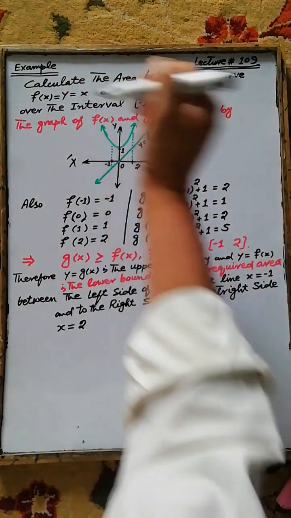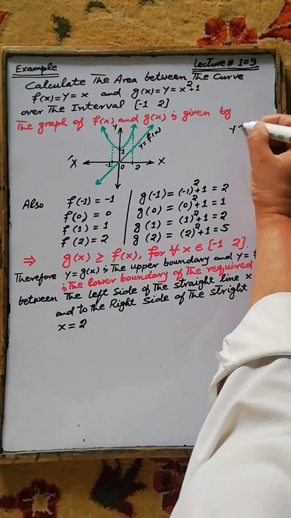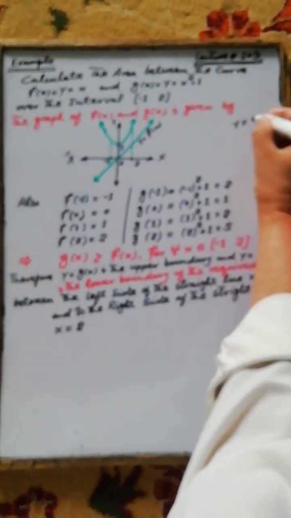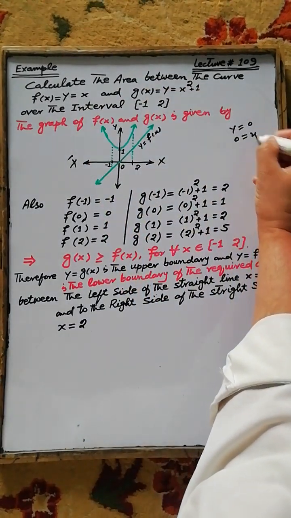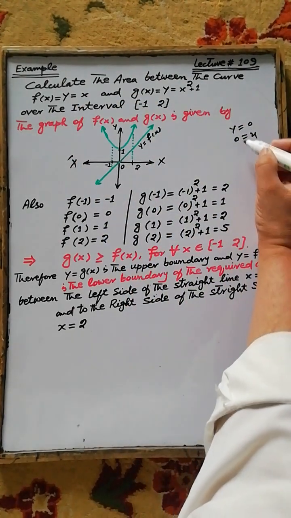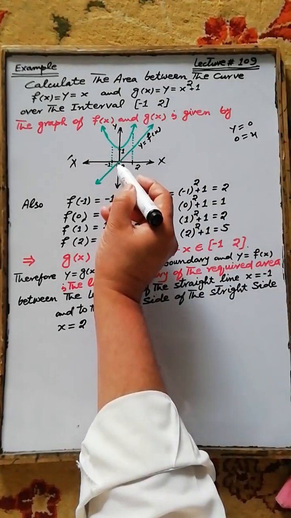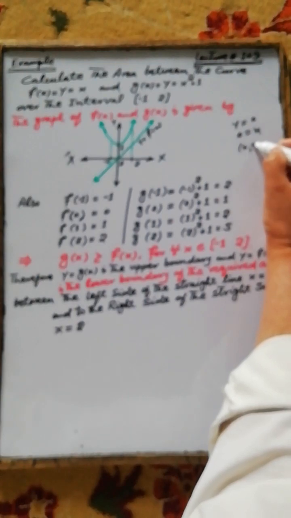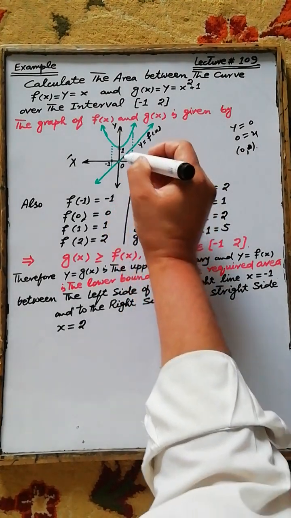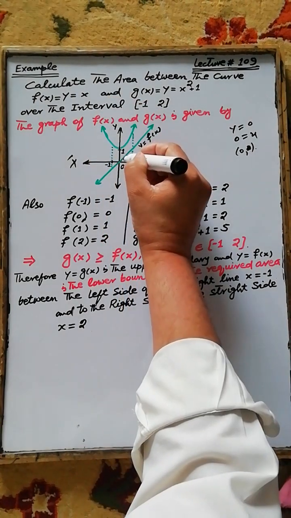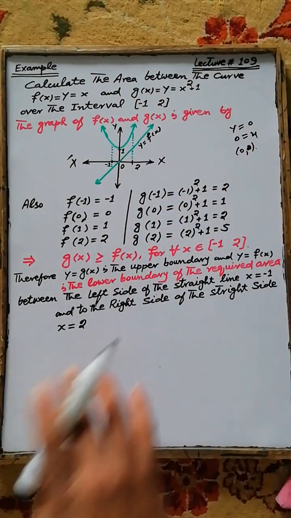That is, we have to calculate the graph of this function. When x is equal to 0, then y is equal to 0. When y is equal to 0, then x is equal to 0. Therefore, the graph of the function passes through the origin at the point (0, 0), and this is a straight line. The angle of inclination of this straight line is 45 degrees.